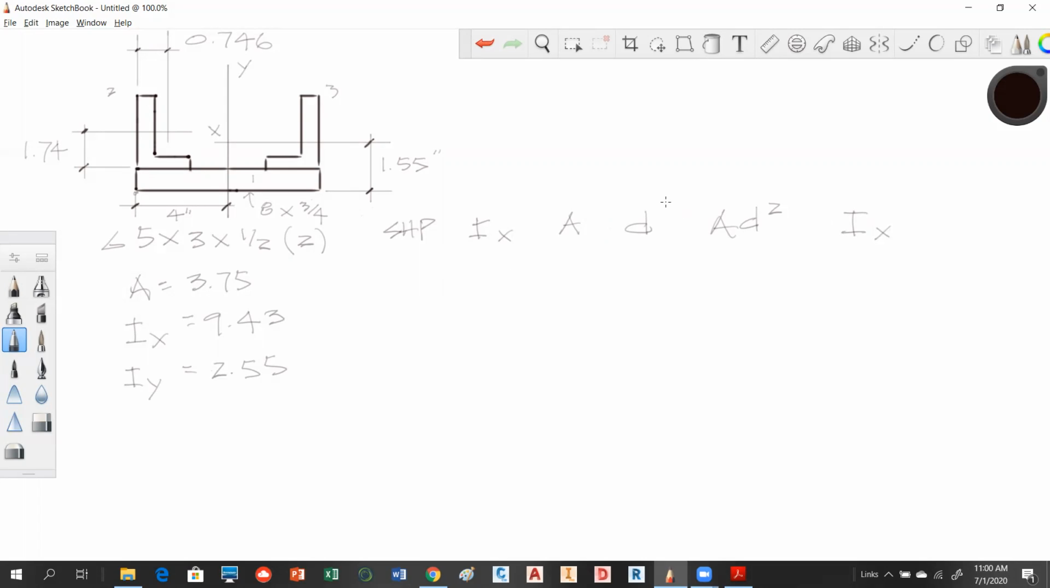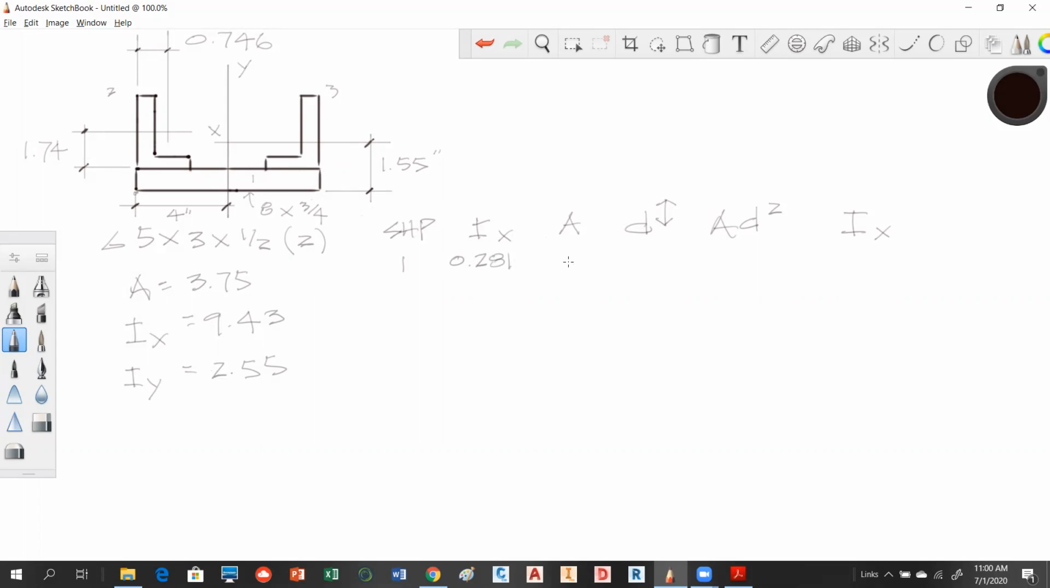So again, we're looking at X location to X location. So for shape 1, the I value for shape 1, this is going to be the base. So it's going to be 8 times 3/4 cubed divided by 12. Not going to give us much of a value. We get 0.281, so very, very small value.